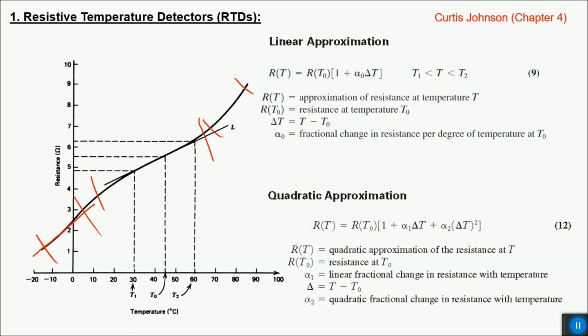And if we further want to have a better approximation of this relationship within this range, we can use a quadratic approximation instead of a linear approximation. A quadratic approximation is a non-linear approximation.